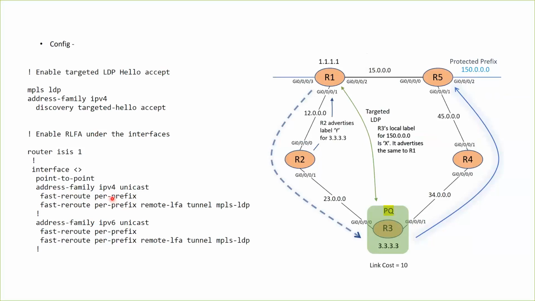So this is a config. Enable local LFA, then enable RLFA. Automatically, it takes care of the rest. So the point is, wherever is that keyword tunnel MPLS LDP there? I don't think there are other options, because targeted LDP is the only way RLFA is done currently.